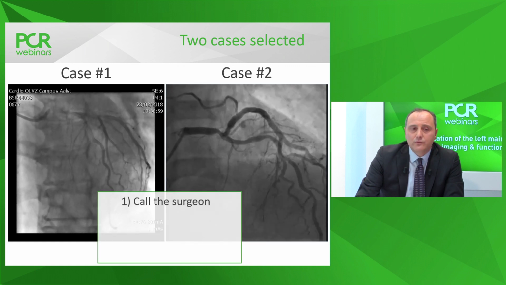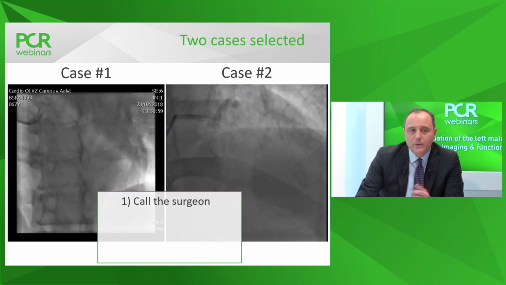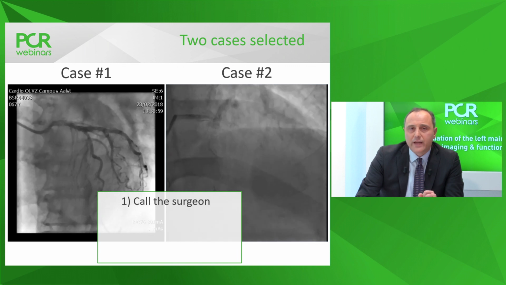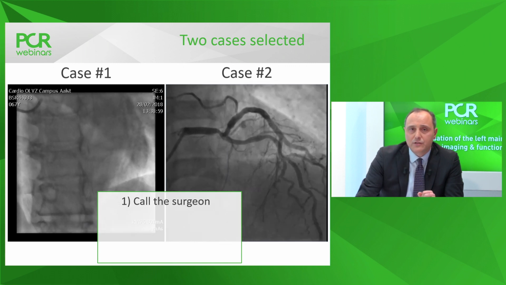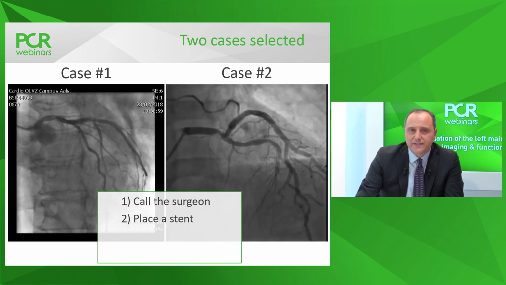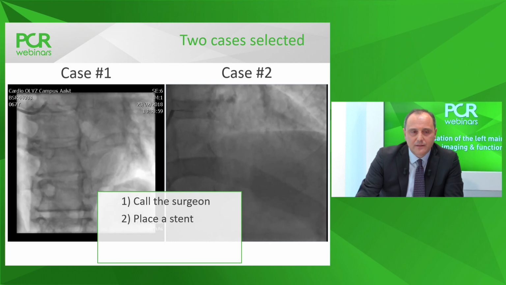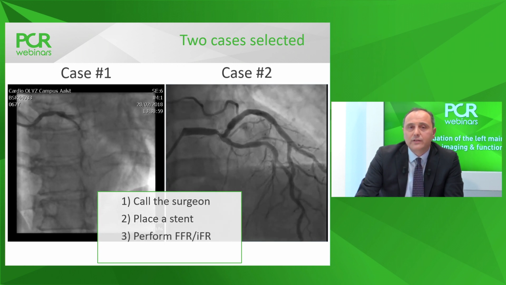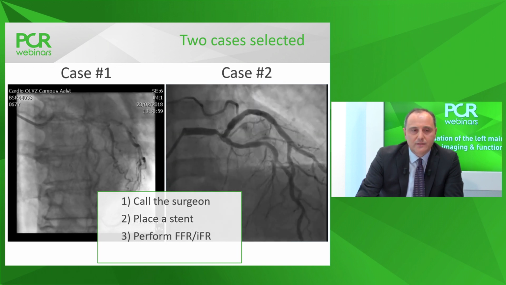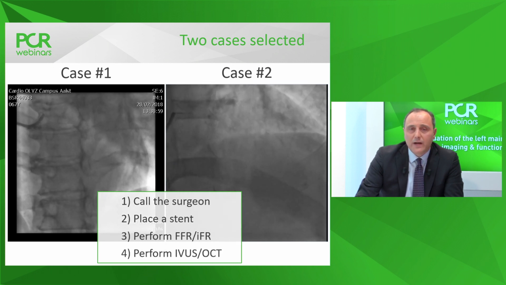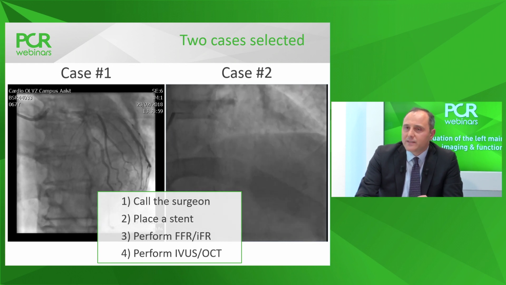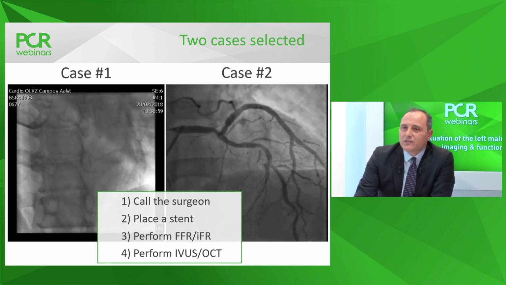I would like now you to reflect upon the following points. When you see this image in your cath lab, the first reaction you have is call the surgeon. Rather, on the contrary, you would decide to do PCI and therefore you would ask for a stent. On the contrary, you need more information and you would rather prefer to do invasive functional assessment rather than intravascular imaging.